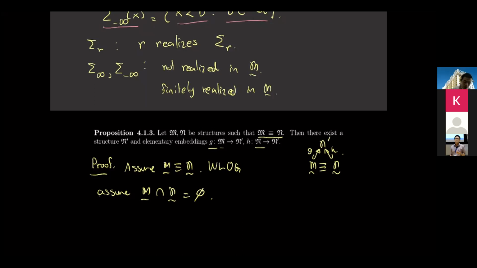If they are not disjoint, you can make them disjoint by changing the domain. You can look at an isomorphic version of M and N, by thinking of elements as tuples and distinguishing them using the first coordinate.